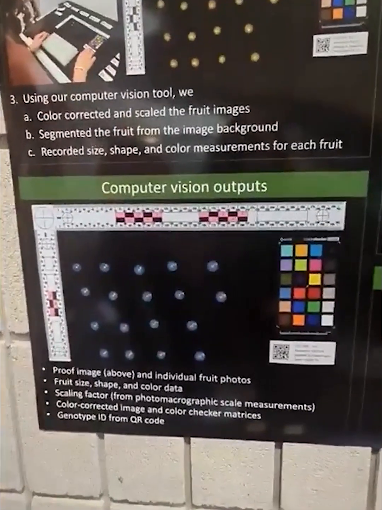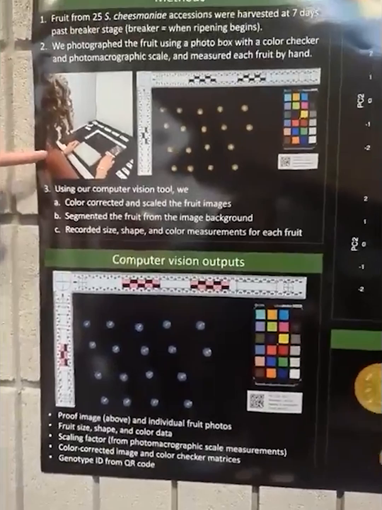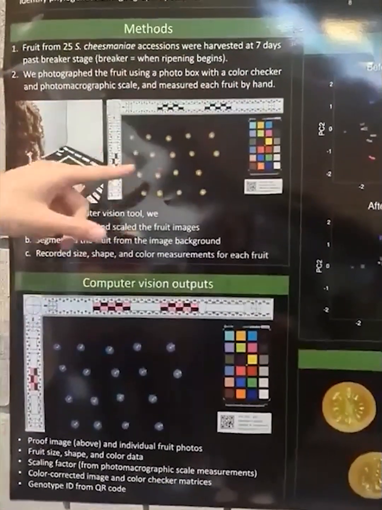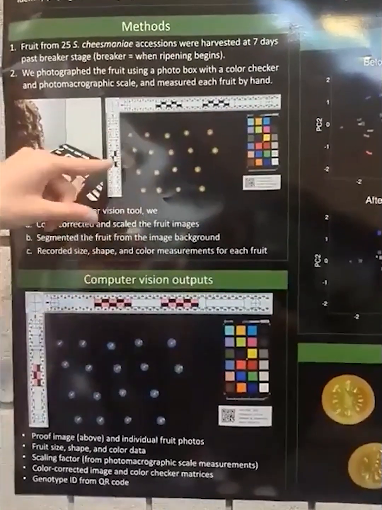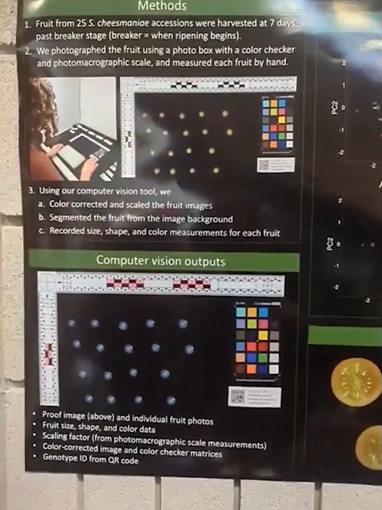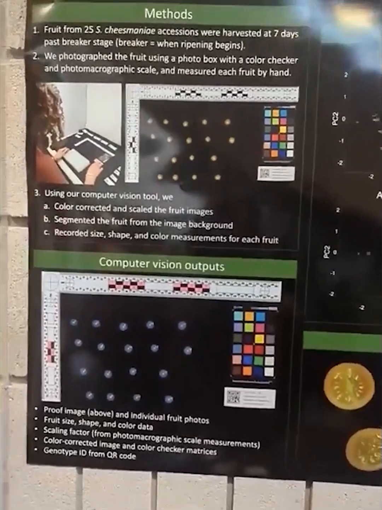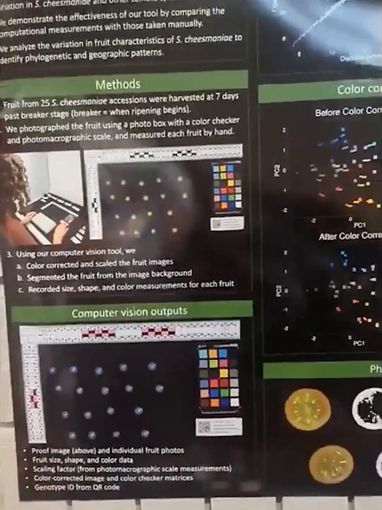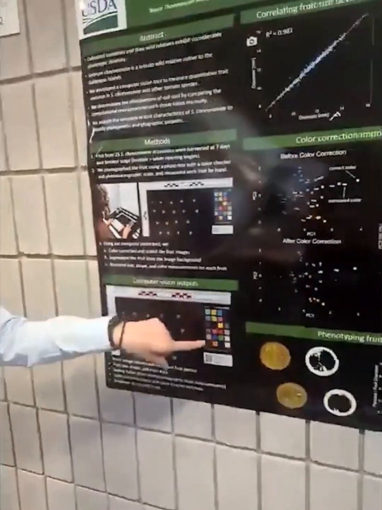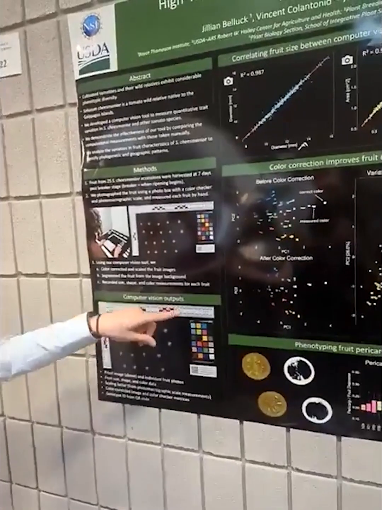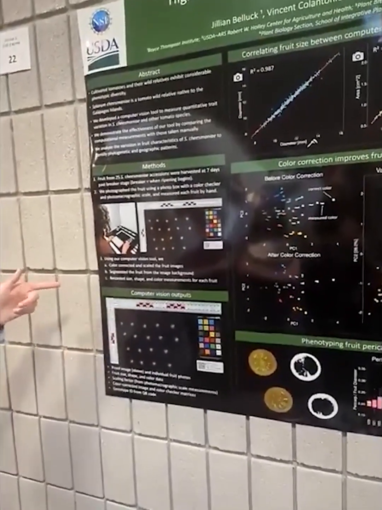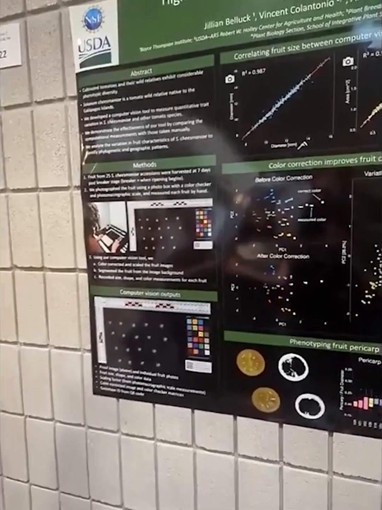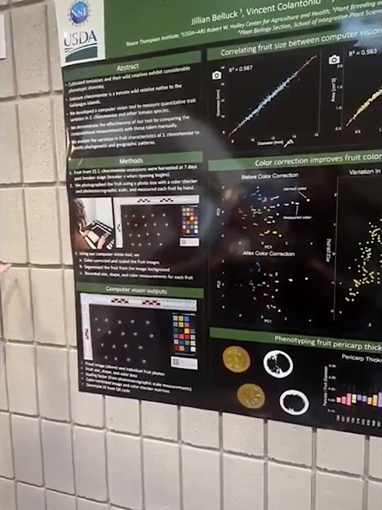But basically, what we do in our pipeline is we have this photo box here. It is equipped with a scale as well as a color checker, and we put all of the fruit in the photo box. We take just one photo, and then from that photo, we input it into our computer vision pipeline, and these are the outputs that we get. So we are able to first color correct the photo. We are able to scale it to the actual size of the tomatoes, and then we segment out each fruit individually, and we can measure the size, shape, and color of the fruit.